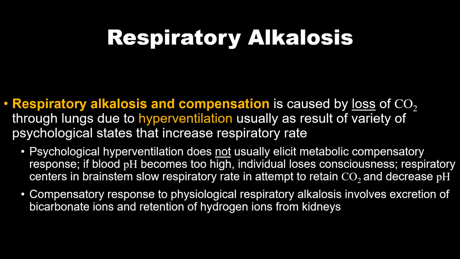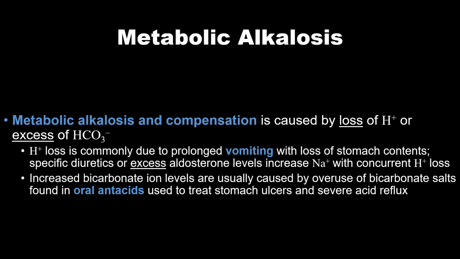Metabolic alkalosis tends to result from a loss of hydrogen ions or an excess of bicarbonate ions. And hydrogen ion loss is commonly the result of excessive vomiting, and so the excessive loss of the acidic stomach contents leads to the raising of body fluid pH.